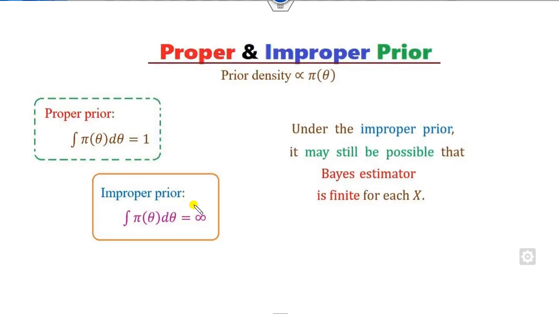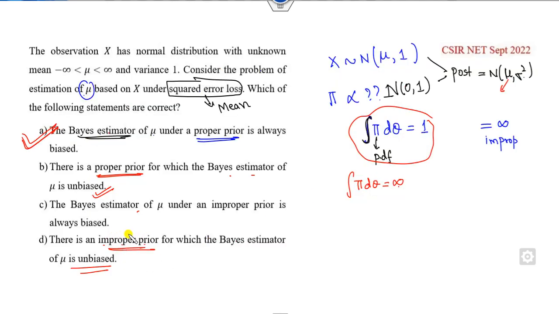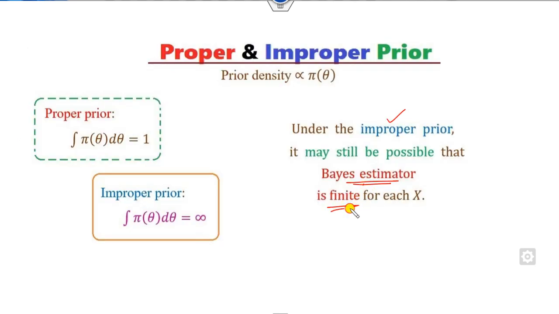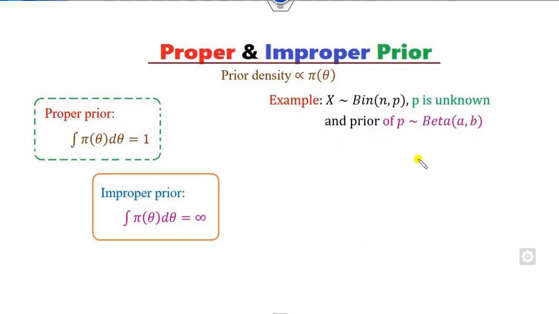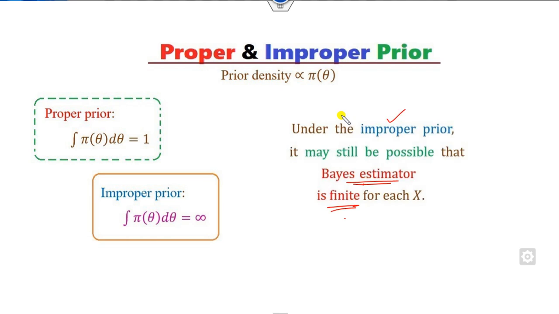Okay, look at this case. As I told you the simple shortcut trick, whenever you consider the improper prior, the Bayes estimator is still finite. So what is the meaning of that? Look at that. There is the improper prior, and the Bayes estimator is unbiased. You can see that it is finite and unbiased. So it means this option is also correct. Fine.